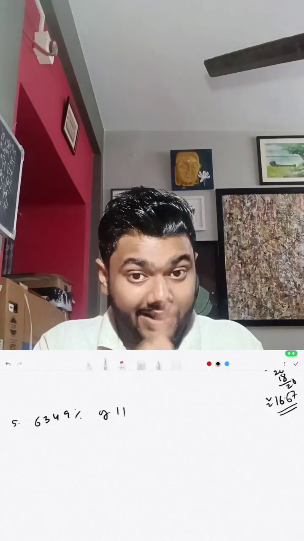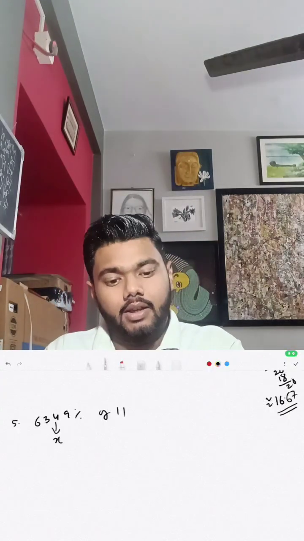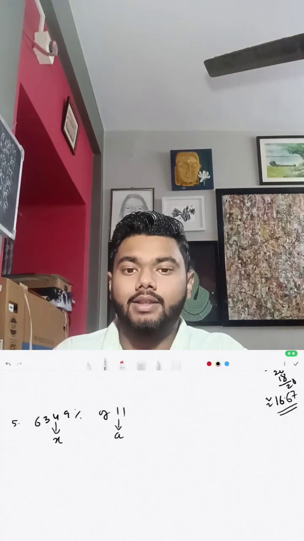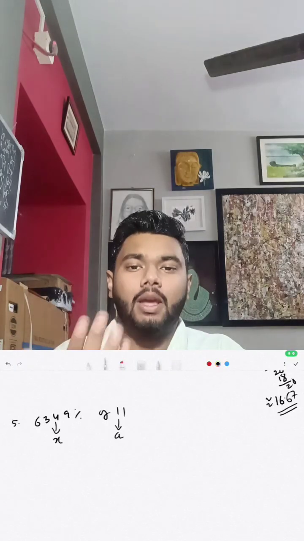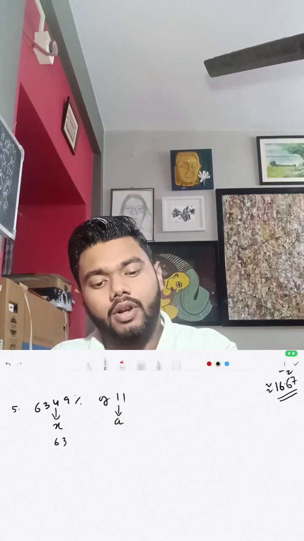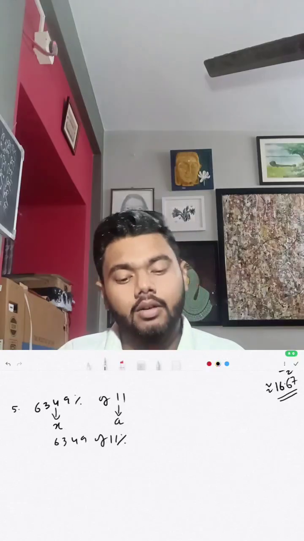So x percent of a. Let 6349 be x and 11% be a. So x percent of a is given; we can write it as x of a percent or a percent of x, right? So 6349 of 11% is the same as 11% of 6349, done.